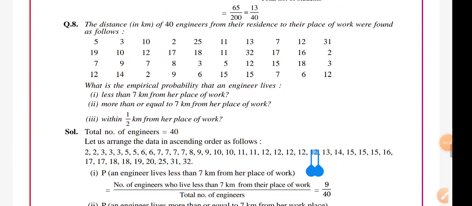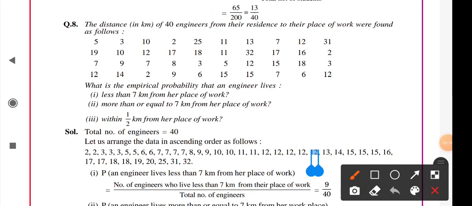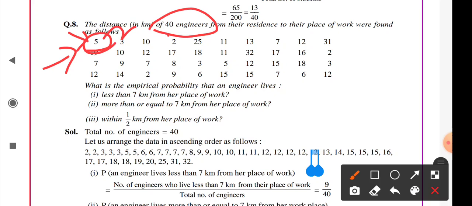Now moving to question number 8. For this question, you have to see the table from the book, which is again from the statistics chapter. In this there are 40 engineers, and their living places are at these distances from their work area.